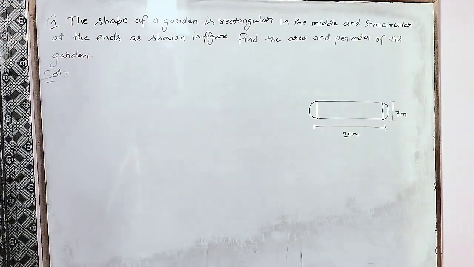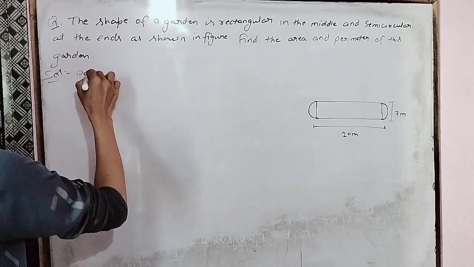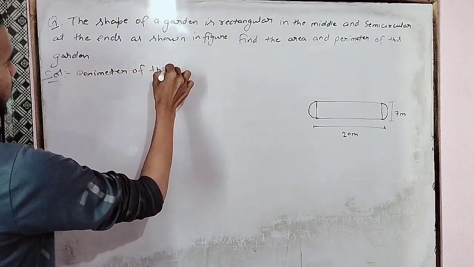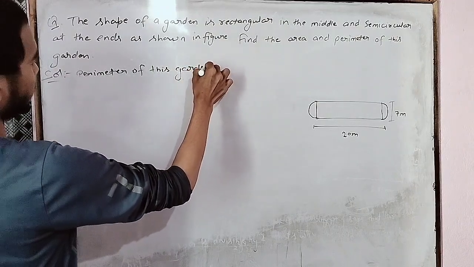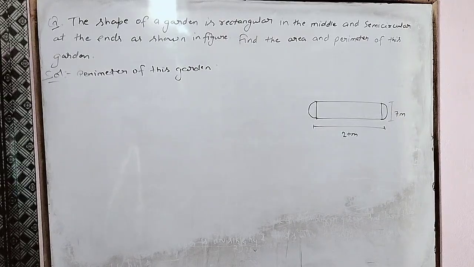So let's start with the perimeter of this garden. Perimeter of this garden. How would you like to solve it after understanding this? What will be those steps?